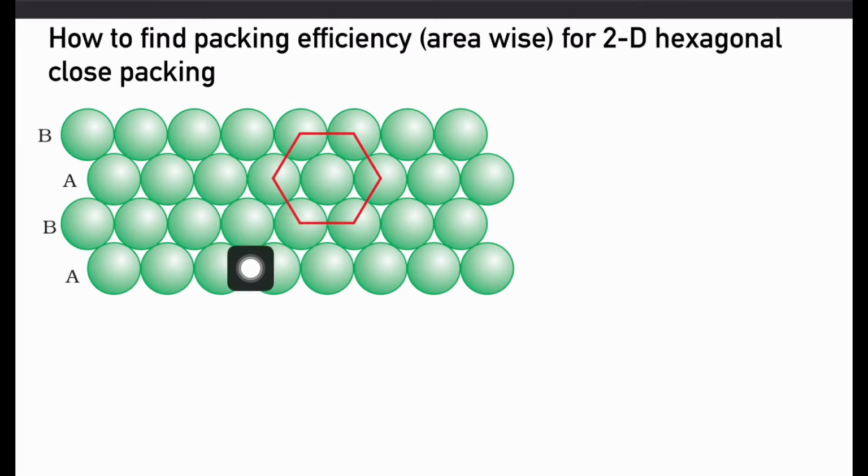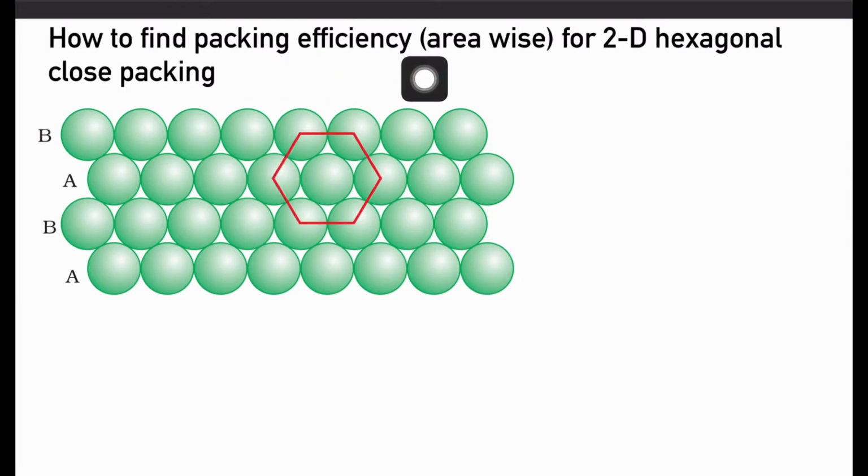In this case we can see the coordination number of the atom is 6, because this atom is attached directly to the 6 surrounding atoms forming a hexagon. If you join the centers of these spheres which are surrounding this sphere, it will form a hexagon. That's why it is known as hexagonal close packing.